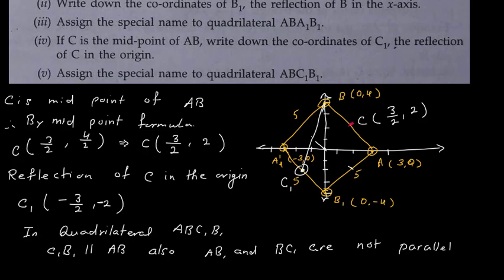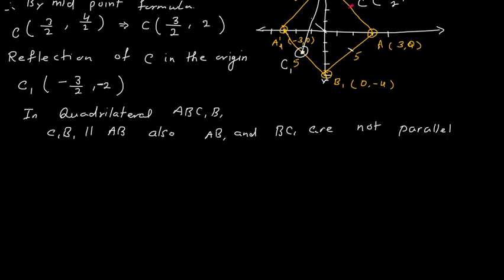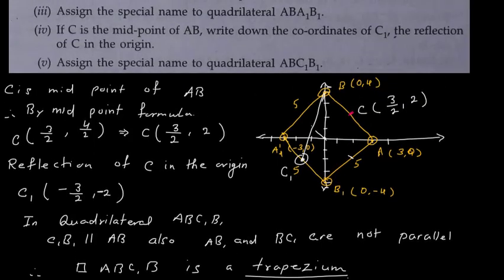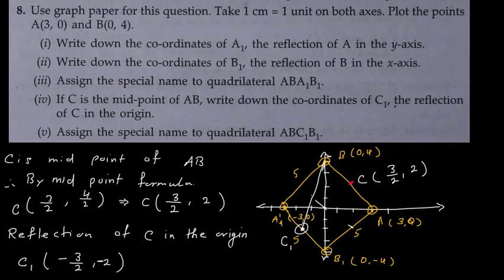So when one pair is parallel, other pair is not parallel, you will call that as a trapezium. So I will say that this figure ABC1B1 is a trapezium. So you must know what is a trapezium. Trapezium is a quadrilateral in which one pair of opposite sides is parallel and other pair is not parallel. So this is our 8th question.